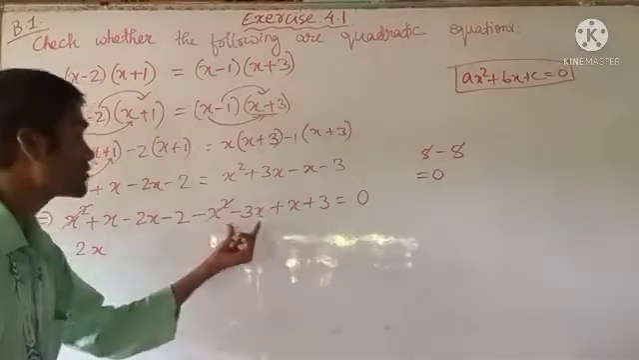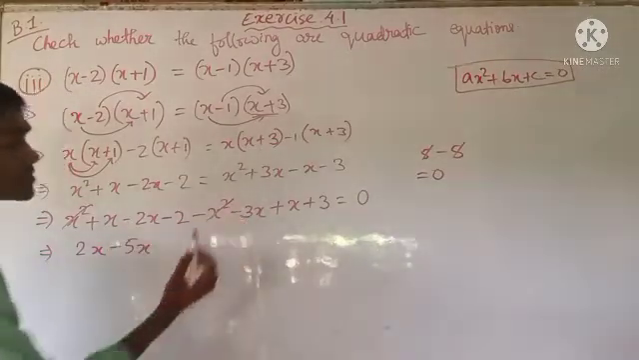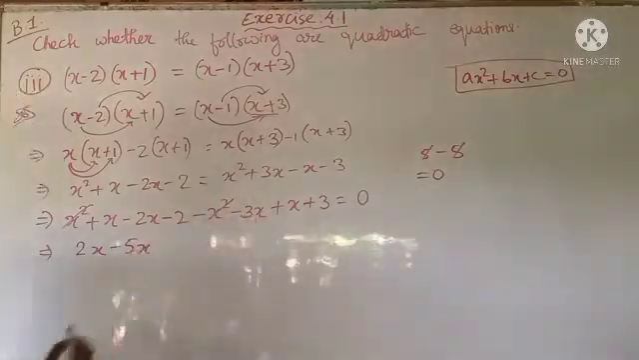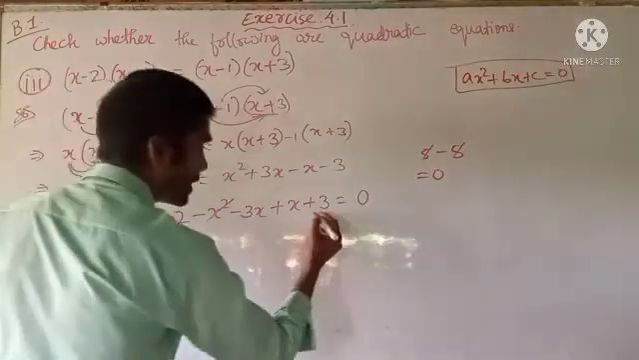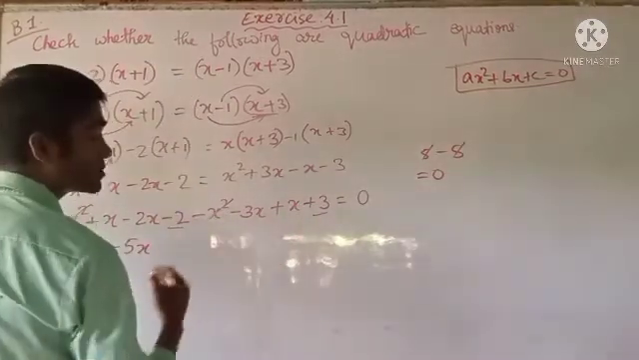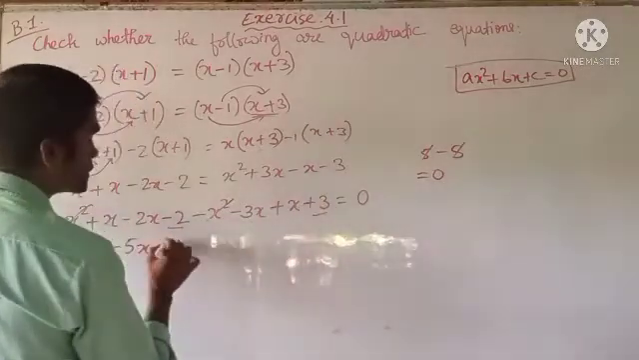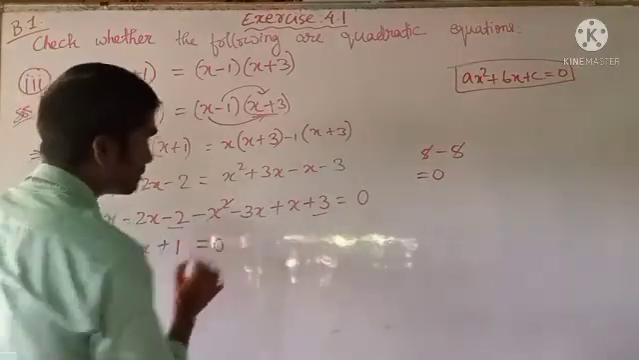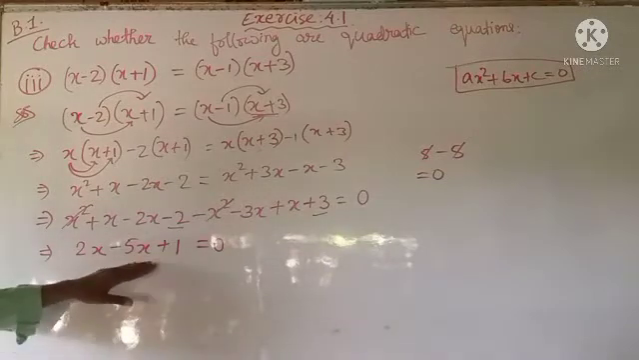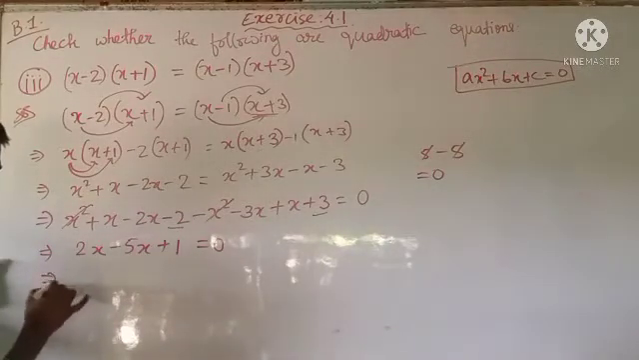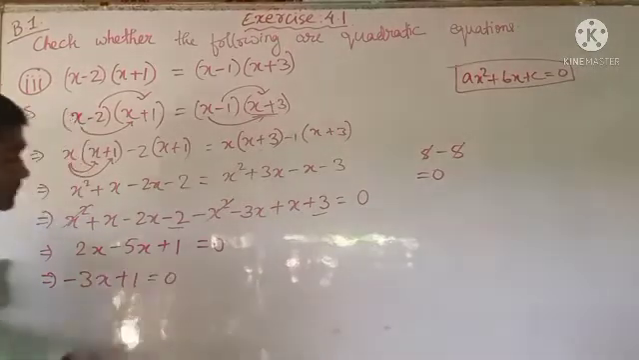Minus 2x minus 3x will get here minus 5x, because minus into minus it is plus, 3 plus 2 it is 5, and x. Again minus 2 plus 3. So plus into minus it is minus, so 3 minus 2 will get here 1. Sign of greater integer is plus, so plus 1 is equal to 0. Now 2x minus 5x will get here minus 3x plus 1 is equal to 0.